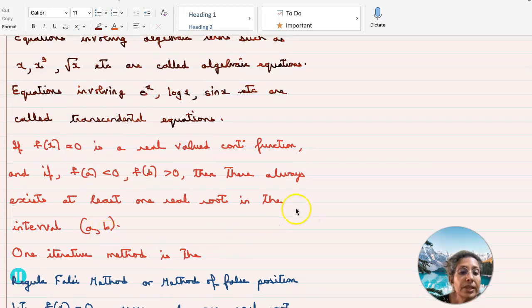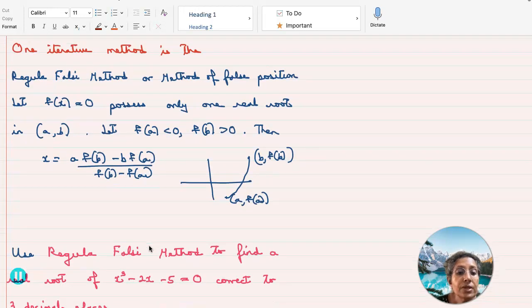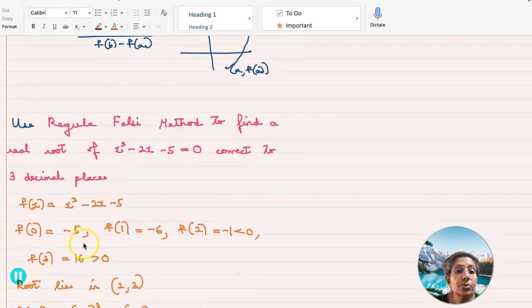So one iterative method is the Regula Falsi method or method of false position. It's either called Regula Falsi method or method of false position. So it says that let f(x) equal to 0 possess only one real root in the open interval (a, b), and let f(a) be less than 0, f(b) be greater than 0, then x equal to (a f(b) minus b f(a)) by (f(b) minus f(a)). So this is the approximation of the root. So we will start with problems without wasting too much time.